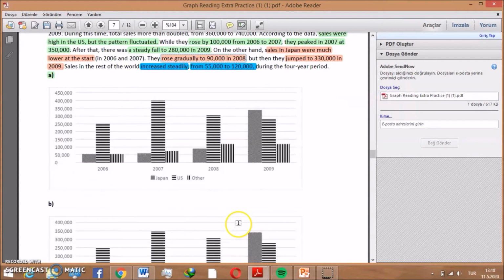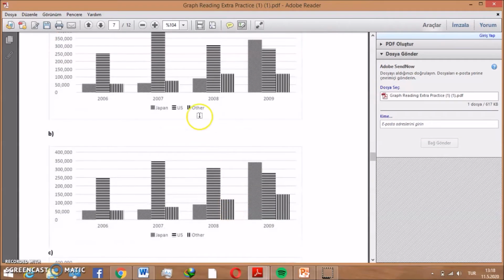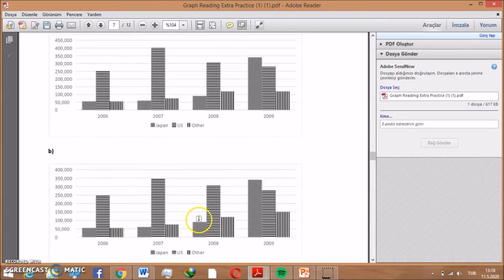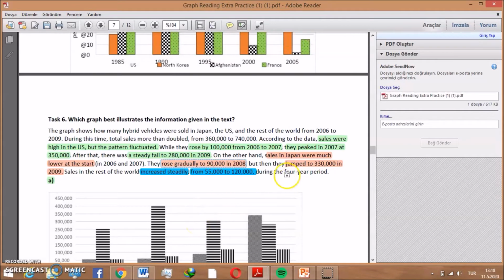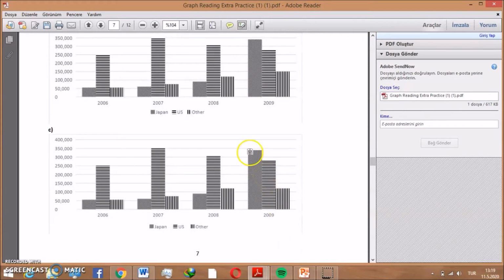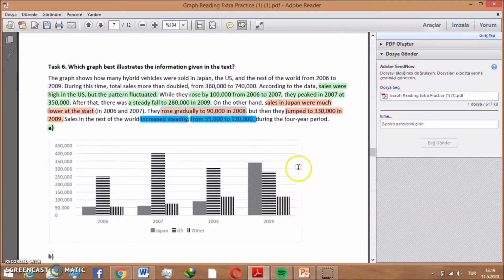So let's check. In 2008, 90,000. In 2008, yes, 90,000 and 90,000, the same, B and C. But then they jumped to, increased to this number in 2009. Let's check. 330. Yes. And yes, they are the same again.